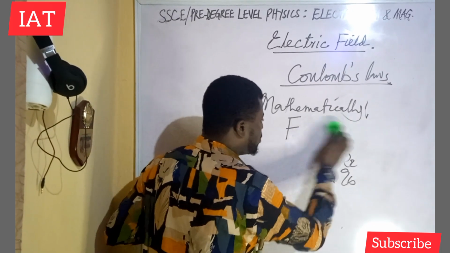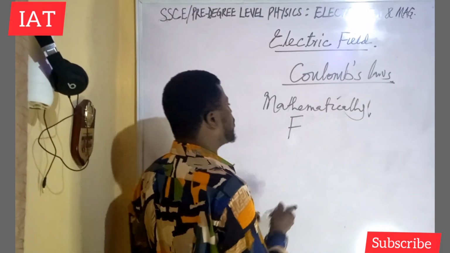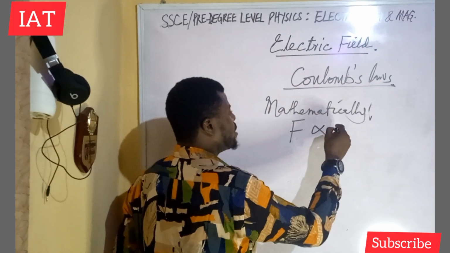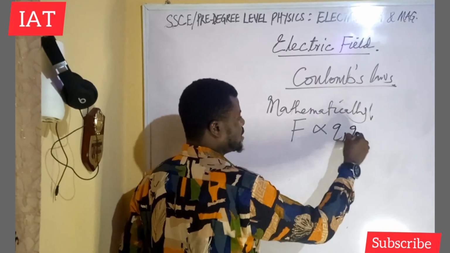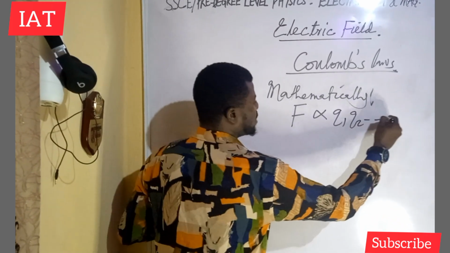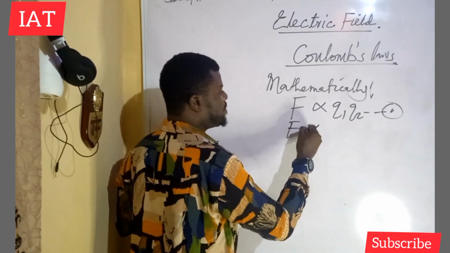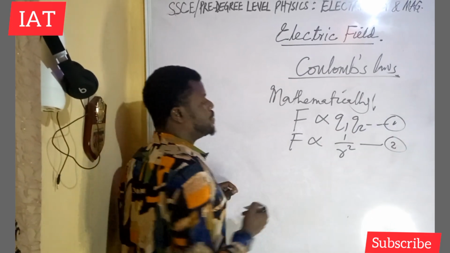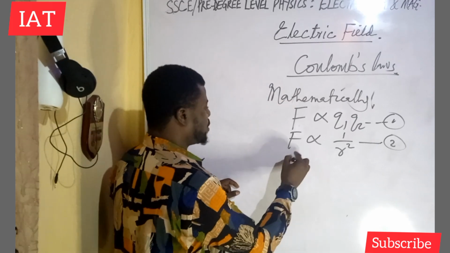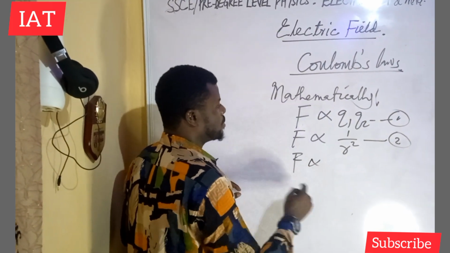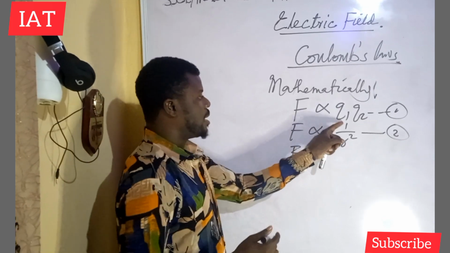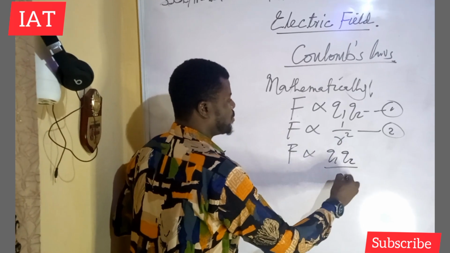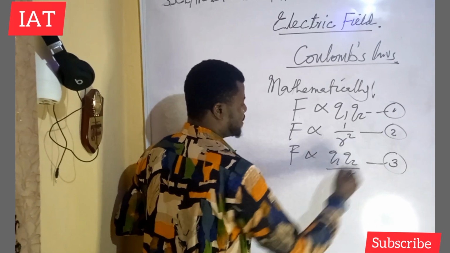So, in a nutshell, Coulomb's law states that the force of attraction or repulsion between two charges is directly proportional, which is a sign of direct proportionality, to the product of the charges. And we can term this as equation 1. This same force is inversely proportional to the square of the distance apart. And this could be our equation 2. So for this similar force, if you multiply Q1 Q2 by 1 over r squared, then you have the result Q1 Q2 all over r squared. This could be our equation 3.